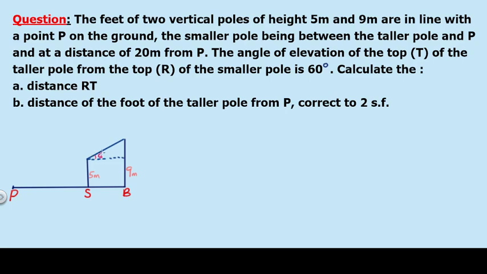So if this angle is 60 degrees, let's take note of this being the top of the longer one, T, and this point R. The distance between P and the smaller pole, the question says, is 20 meters. We are then asked to calculate this distance RT. To do that, there are things we must first note. Let's make a point here, let this be a point M.